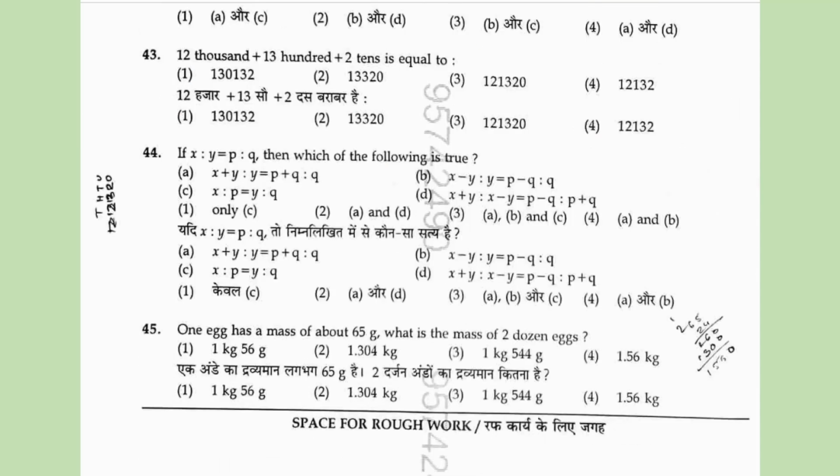Okay, so this is another very simple one. 12,000 plus 1,300 plus 2 tens. If you add this, you get 320 and 13,320. So 13,320 is the answer.